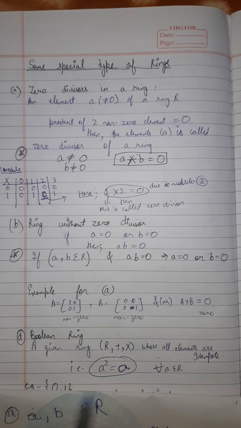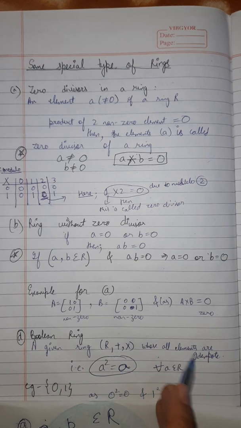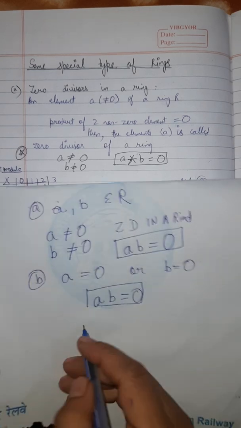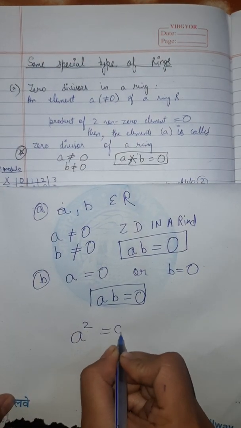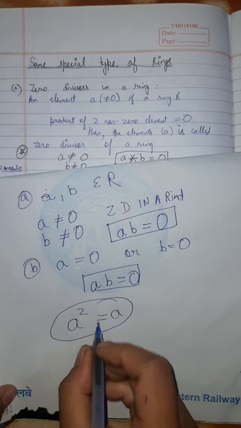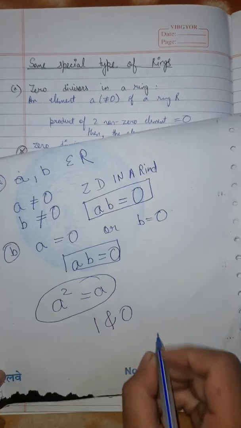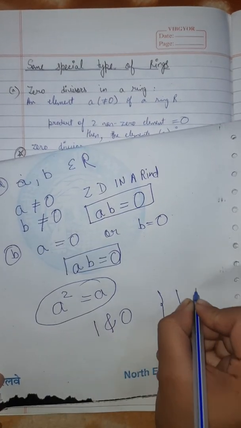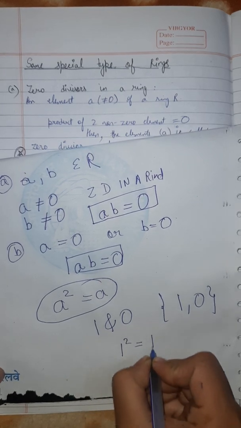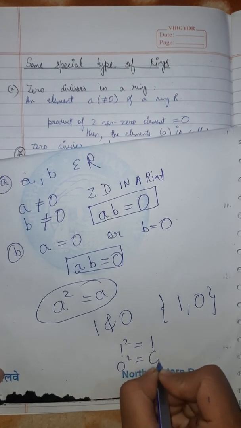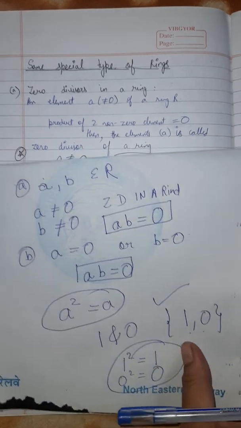Boolean ring. A given ring R with multiplication whose all elements are idempotent is known as a Boolean ring. The meaning of idempotent is that when you take A square, it must equal A. So this holds in the case of 1 and 0. So we know that {0, 1} is a Boolean ring, as 1 square is equal to 1 and 0 square is equal to 0. So we can easily say that this is a Boolean ring.